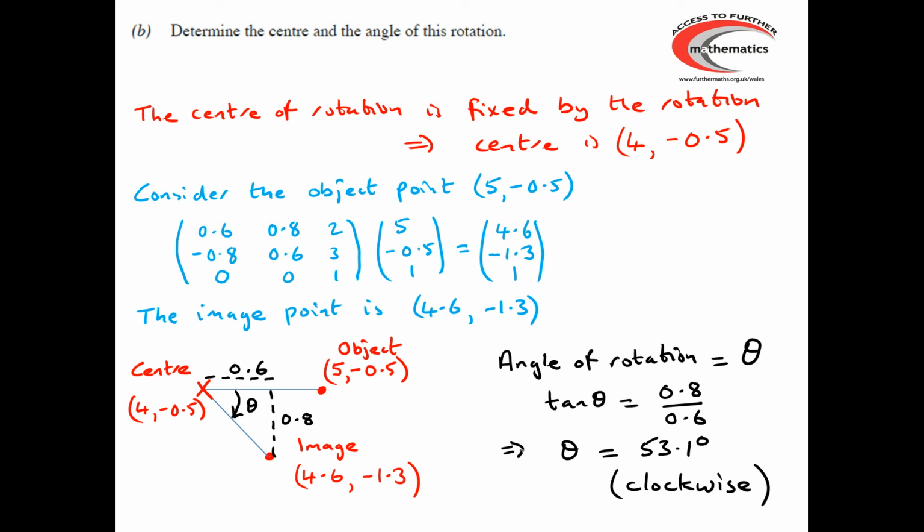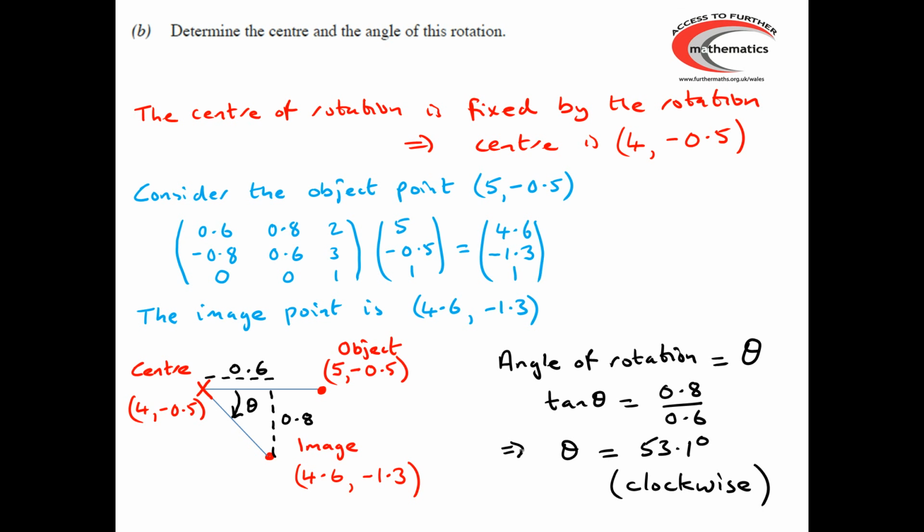The marks for this question: for part A there were 4 marks, which would probably be split 2 marks for setting up the pair of simultaneous equations for the fixed point, and then 2 marks for solving them. And then for part B, 1 mark for simply observing that the centre of the rotation was in fact the fixed point that we just found, and then 3 marks for determining the angle of the rotation.